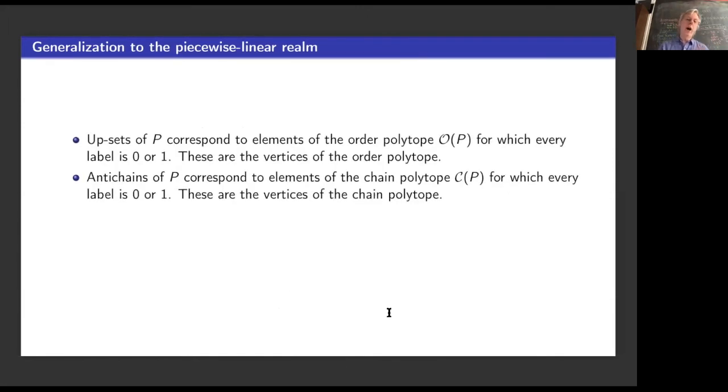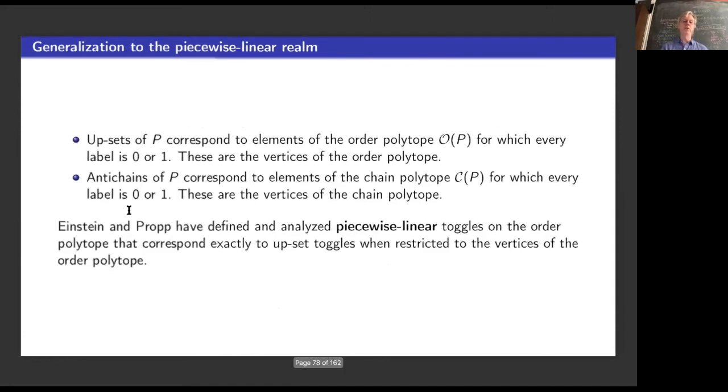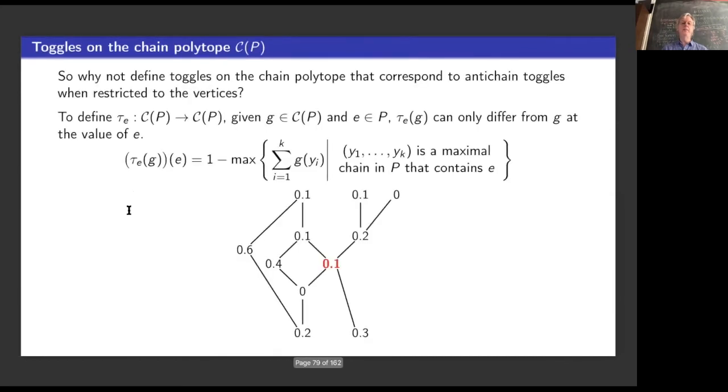And so the upsets, or order ideals or order filters, correspond to the vertices of the order polytope, and the anti-chains correspond to the vertices of the chain polytope. Einstein and Propp defined and analyzed piecewise linear toggles and then lifted them to the birational setting. And here's how you do this for the chain polytope.